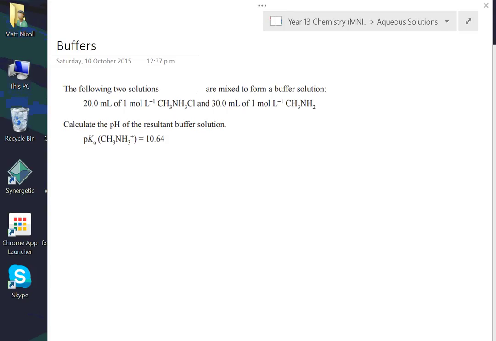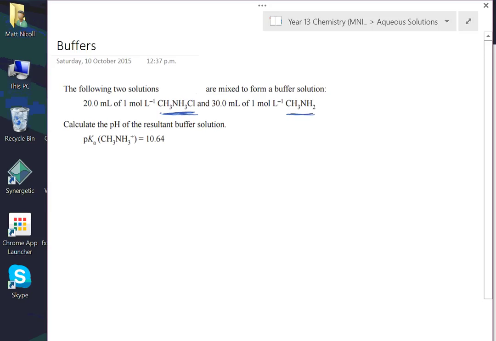We're going to look here at a calculation, or a set of calculations, to do with buffers. So the first thing I'm going to address is: what is a buffer? Well, a buffer is a solution that's made up from a weak acid and its conjugate base, or a weak base and its conjugate acid. However, my suggestion is to remember it as the former of those: a weak acid, in this case that chloride salt there, and its conjugate base.